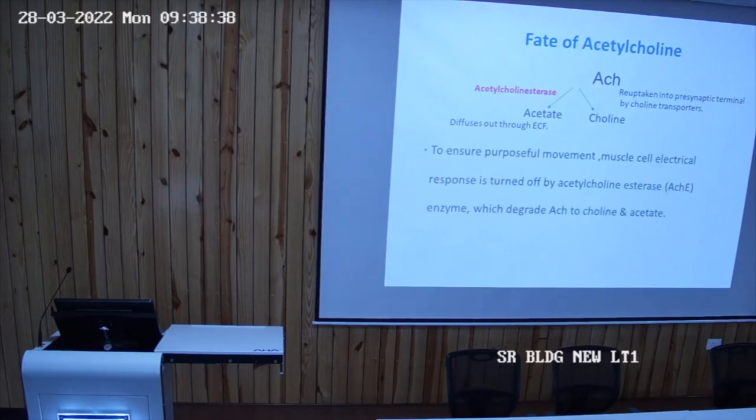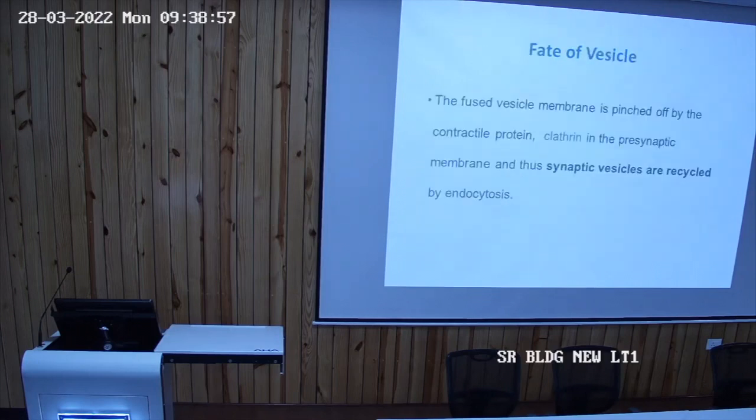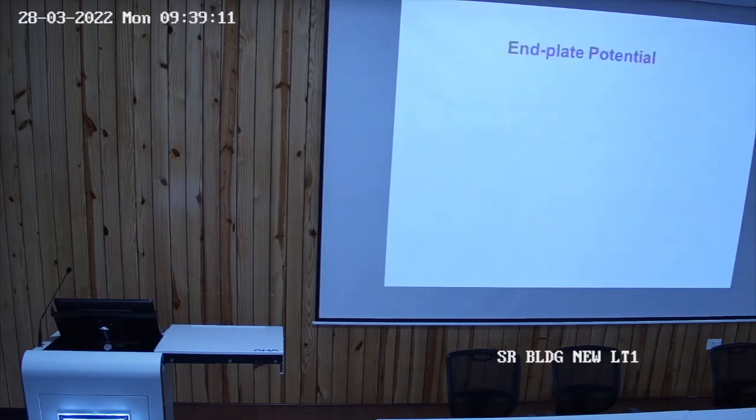And also, to control acetylcholine, there is the enzyme acetylcholinesterase. We have discussed all these things. And some of the acetylcholine also diffuses to the surrounding tissue, right? One part is breakdown. And also some of the acetylcholine diffuses to the surrounding areas of the tissue. And what is the fate of vesicles? We have discussed that it may be peeled off by the protein clathrin, and it may be recycled. The vesicular membrane may get recycled by the endocytosis process.